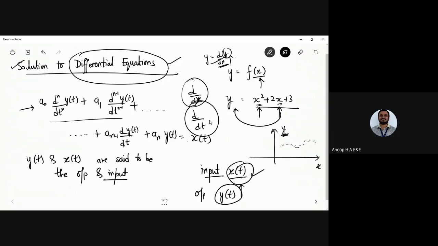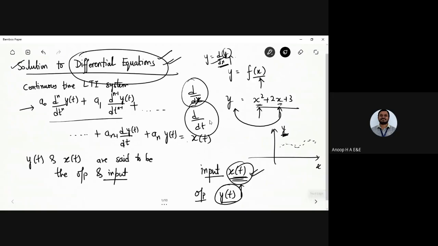As I always keep repeating in the previous classes also, x of t is nothing but the continuous time domain input. So you have the continuous time signal. This is the continuous time LTI system, linear time invariant system, represented by the differential equation. This is the output, y of t, and you have the input called x of t. So always, if you want to represent a continuous time system in terms of equations, you will go for the differential equation approach.